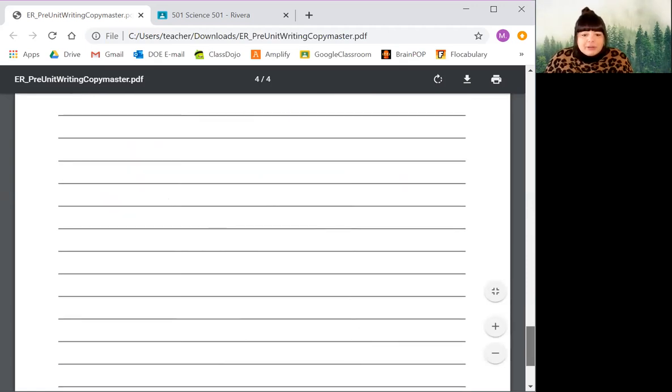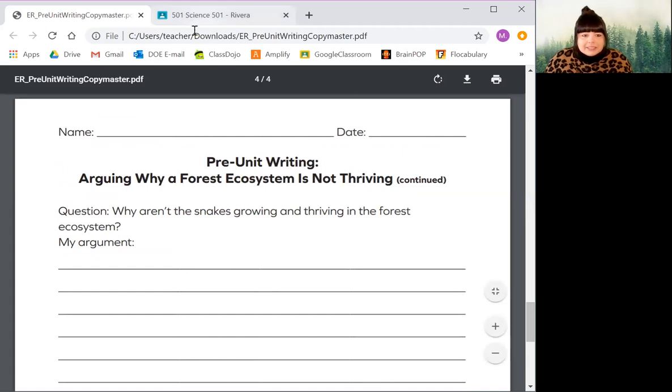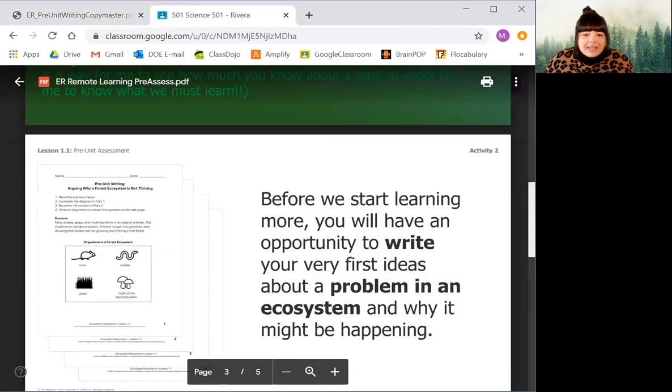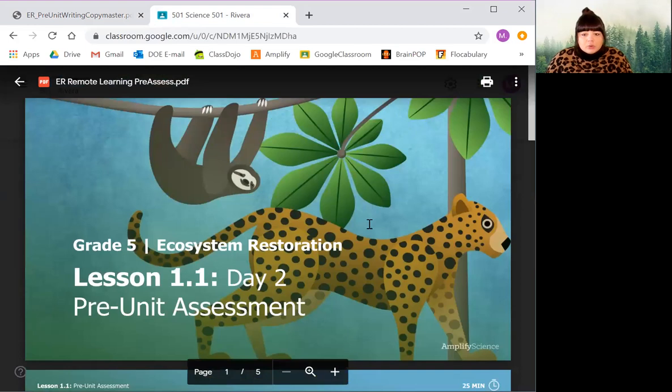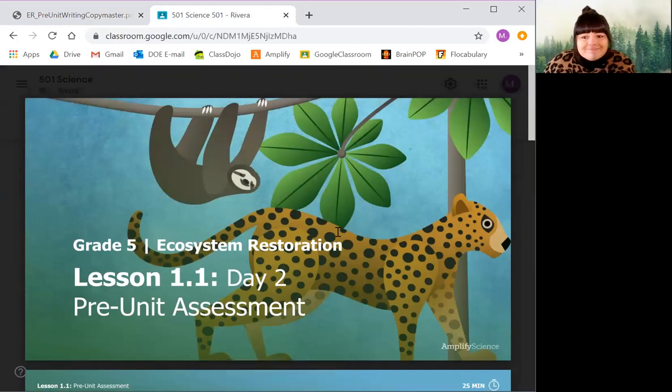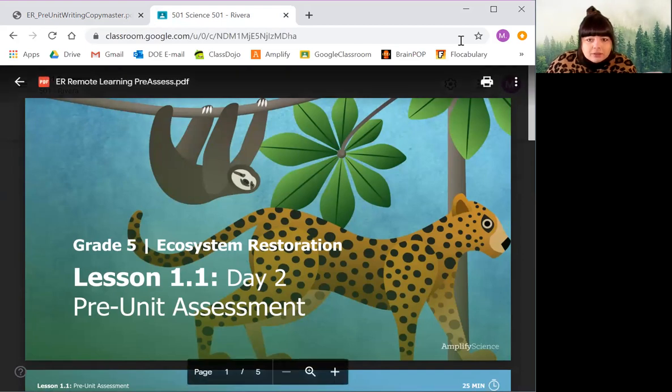If you don't get the diagram done, really not a big deal. But again, this is what it looks like on Google Drive. You might not be able to access it, but I'm going to be putting it on Dojo as well.